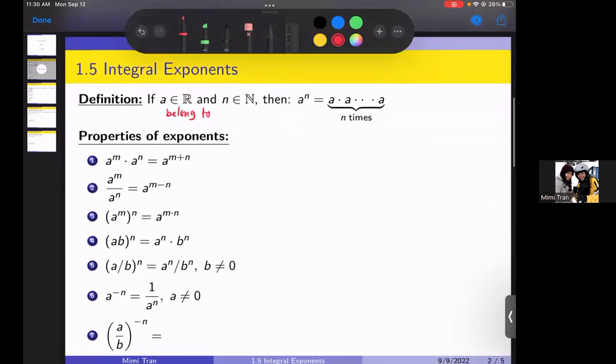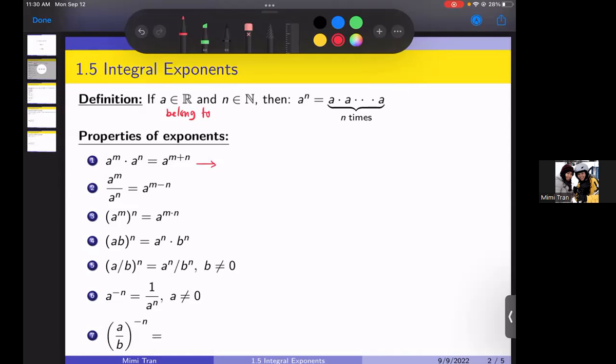So let's go through the properties. You need to remember this for the exam. I'm not giving this to you as a cheat sheet. There's no cheat sheet on the exam, by the way. So you gotta remember this. The best way to remember is to do a lot of homework.